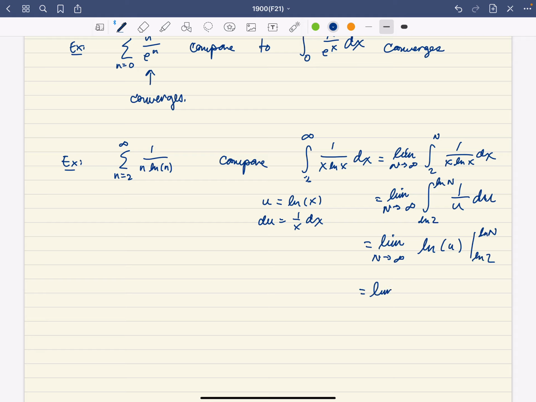And so this is going to be the limit as capital N goes to infinity of the natural log of the natural log of n minus the natural log of the natural log of 2. And the natural log of the natural log of 2 is just some number. But think about what happens here. As n goes to infinity, natural log of n goes to infinity. And as this inside goes to infinity, the natural log of whatever that infinite inside is also goes to infinity. So this is going to be plus infinity. Okay, so it turns out that this integral diverges, and therefore this series diverges. Okay, and we'll do some more examples as we go along.